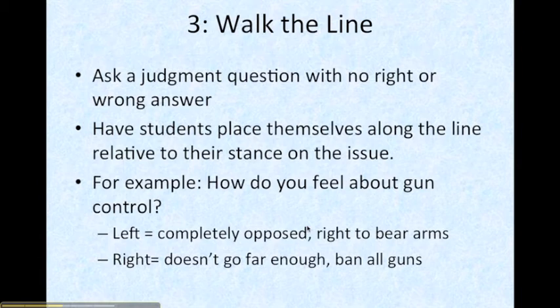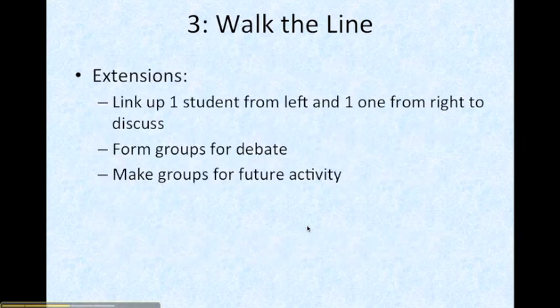So as an example, gun control. Students to the far left of the line would be completely opposed to gun control, and they really believe in the right to bear arms. On the far right, the other side of the line, students that want to ban all guns, as an example. And then the other students can fall in between.